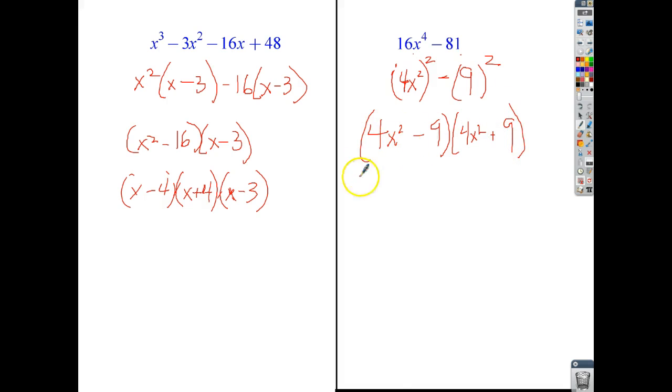And then this is also another one. This is another perfect square, or difference of squares. 2x minus 3, 2x plus 3, and then I get 4x squared plus 9. Okay, there we have it.